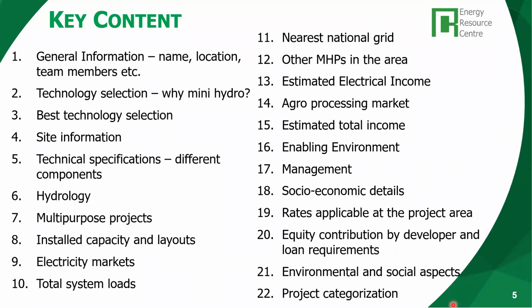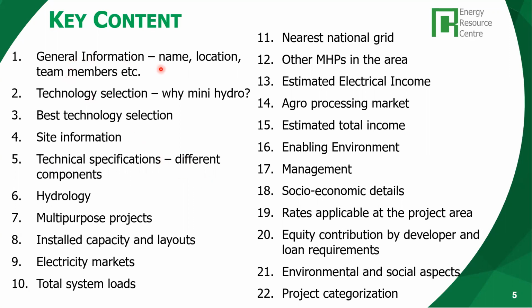For example, for larger hydro projects, you may need a special study on the geology, a special study on the environment, and special studies on other aspects also. But for mini hydro projects, you have to include these specific parts. A detailed feasibility study report for a mini hydro project basically includes these 22 or so items.